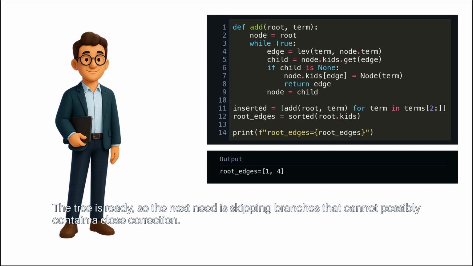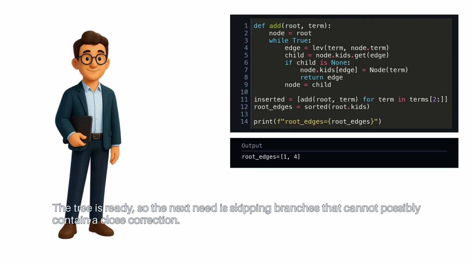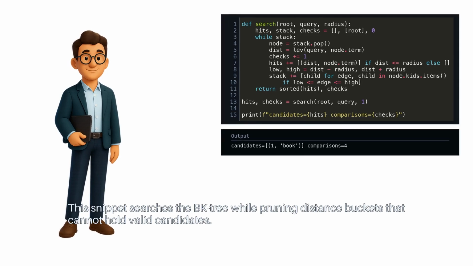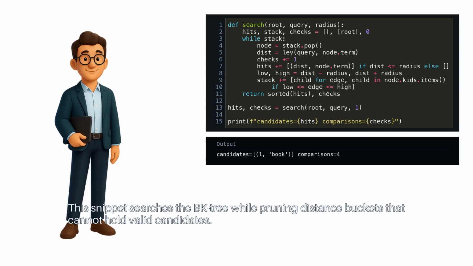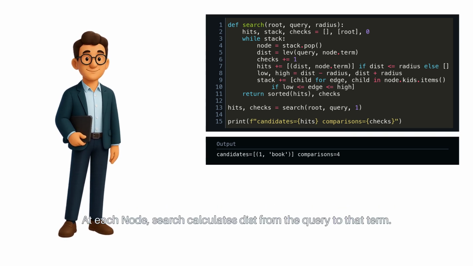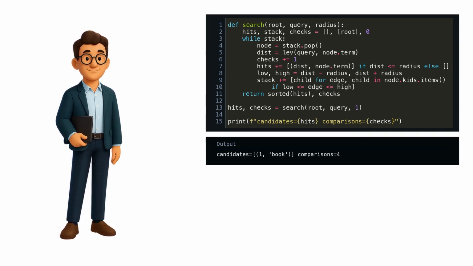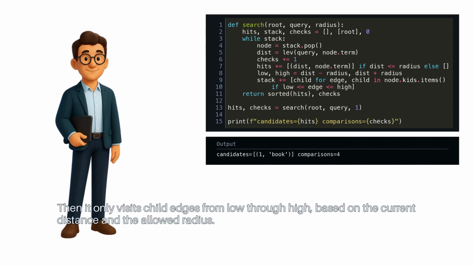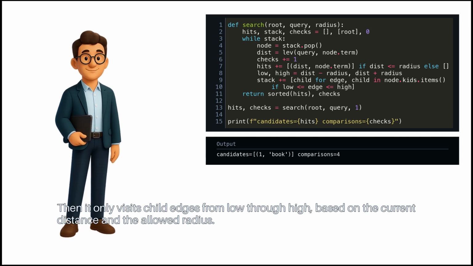The tree is ready, so the next need is skipping branches that cannot possibly contain a close correction. This snippet searches the BK tree while pruning distance buckets that cannot hold valid candidates. At each node, search calculates dist from the query to that term. It keeps the term when dist is within radius. Then, it only visits child edges from low through high, based on the current distance and the allowed radius.